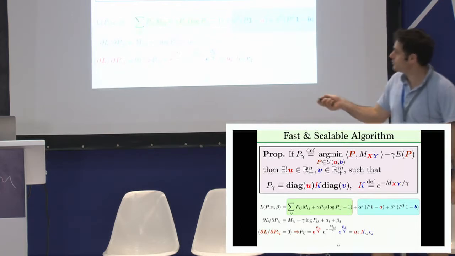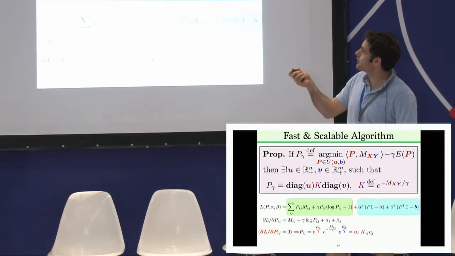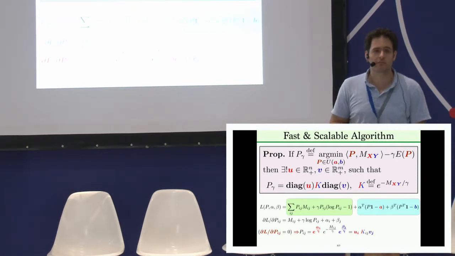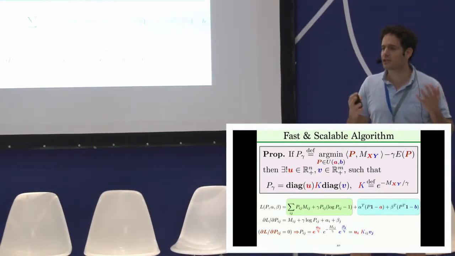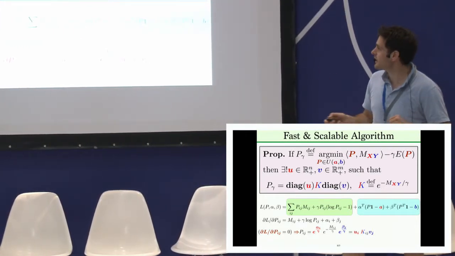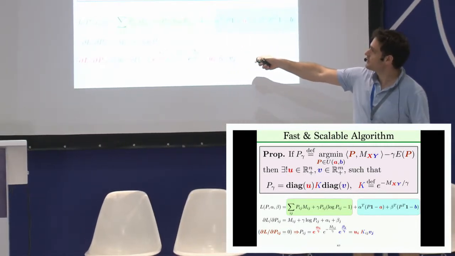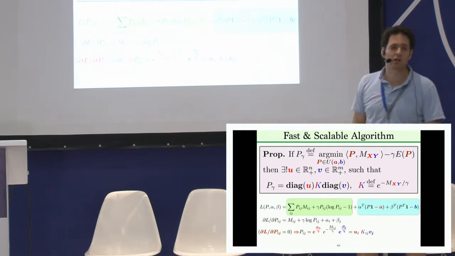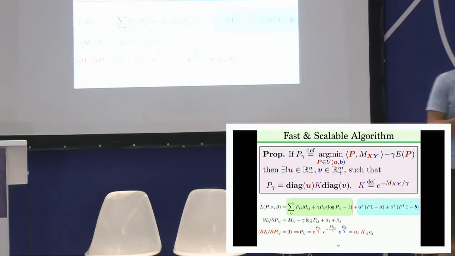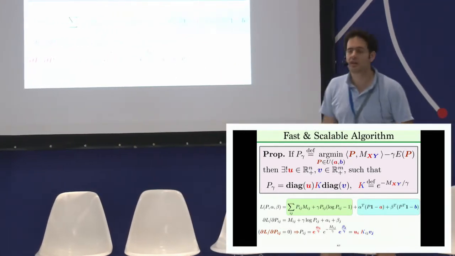So what this gives you, I'm trying to summarize it in this result, it says the solution of this problem must have the following form. First order conditions tell me that it must have this factorized form, which is the diagonal of some vector, times a matrix K, which I will introduce next, times the diagonal of another vector. And you need to find those two vectors, u and v. Those vectors are non-negative because here you see this exponential.